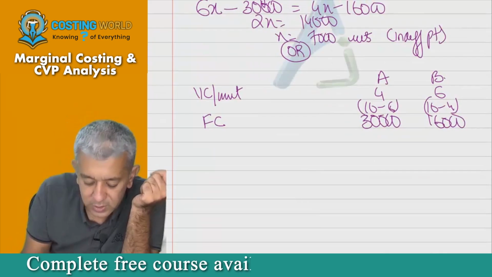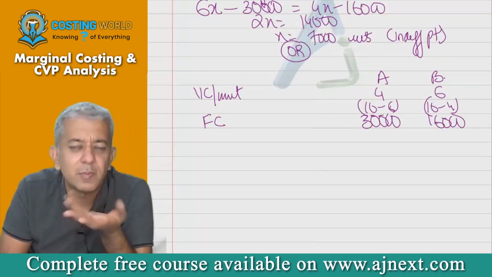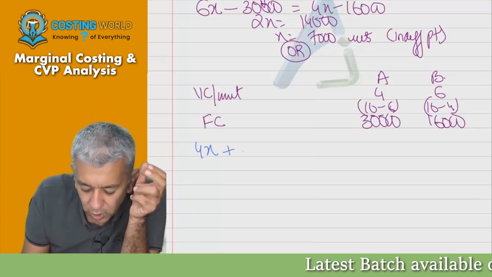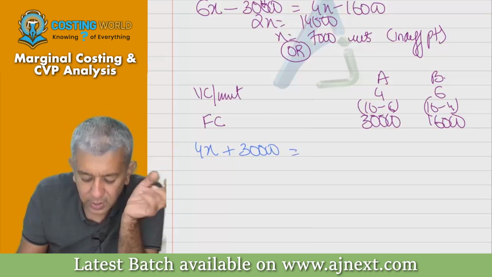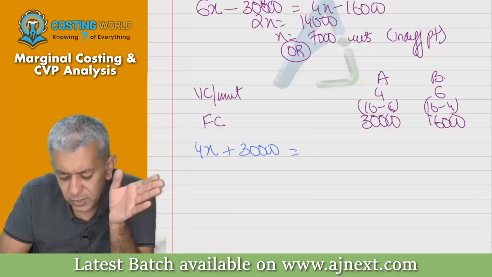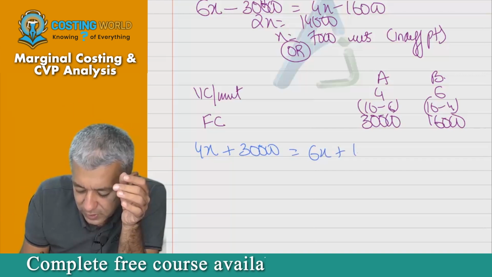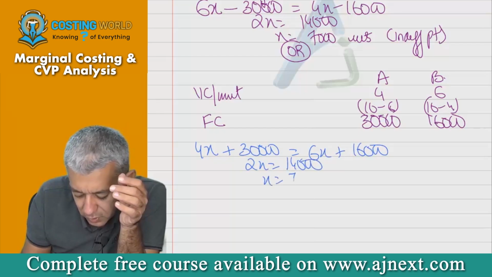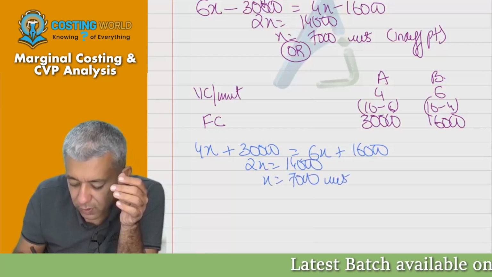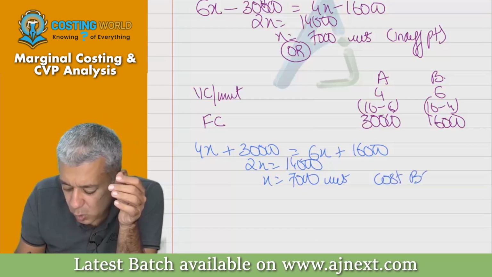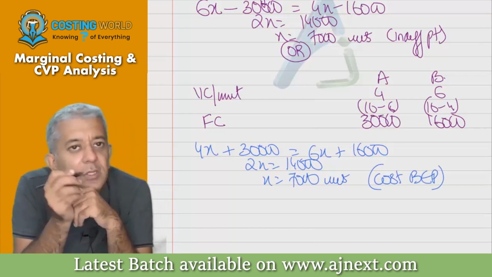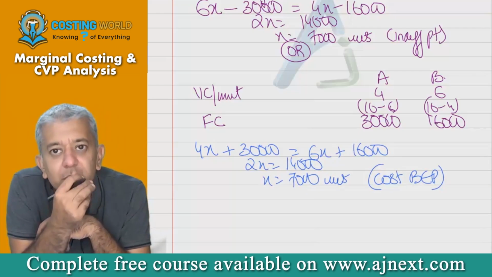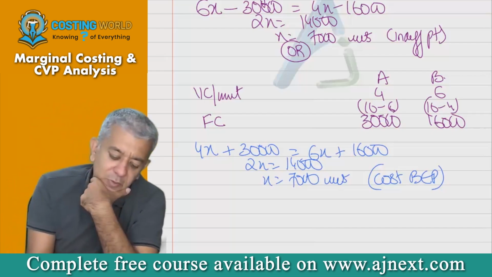How do you equate cost? Let the number of units at which cost is the same be X. If you produce X units from machine A, your total cost will be 4X plus 30,000. If you produce X units from machine B, cost will be 6X plus 16,000. The moment you solve, 2X is equal to 14,000, X is equal to 7,000. This 7,000 units is also many times called the cost break-even point. Cost break-even point means at this level, cost will be the same for both the machines. Is this method okay? Yes.